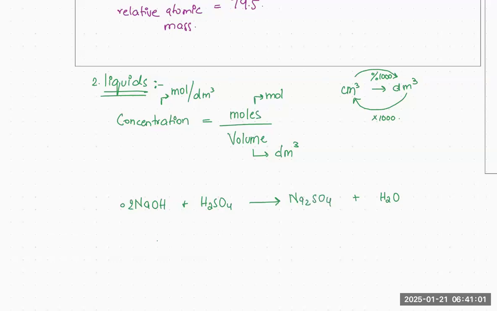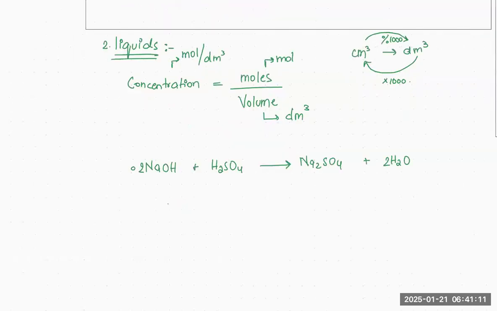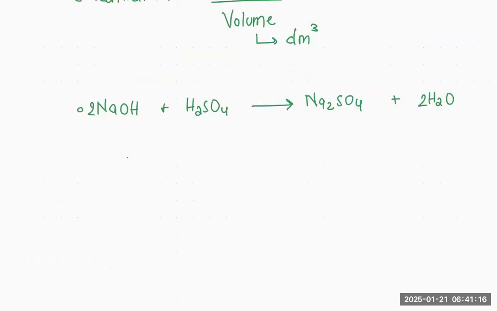Then how are your titration calculations going to be? Why do we even perform titration? Titration is usually performed when we want to figure out the concentration of an unknown reagent. So the examiners say to you, for example, that we have sodium hydroxide with a concentration of 0.2 mole per dm cube, and we are using 25 centimeter cube of sodium hydroxide.